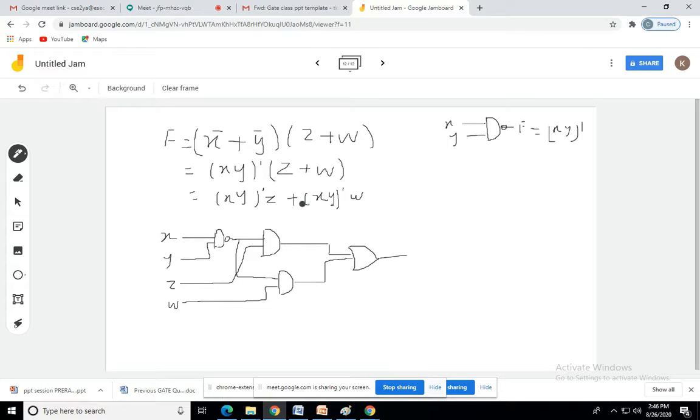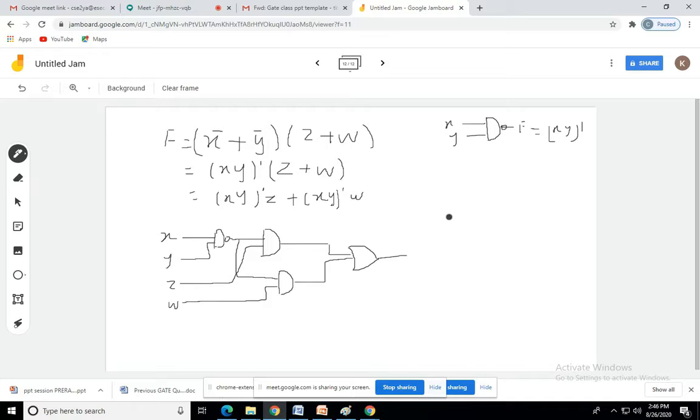Now follow the steps. For NAND implementation, if you have an AND gate in your circuit, you have to add a bubble at the output of the AND gate. And if you have an OR gate, you have to add a bubble at the input of the OR gate. That is the step we have to follow.